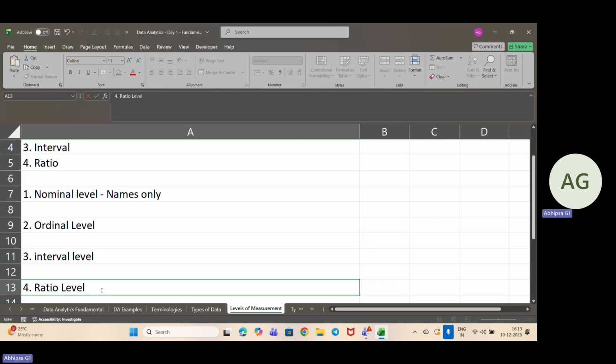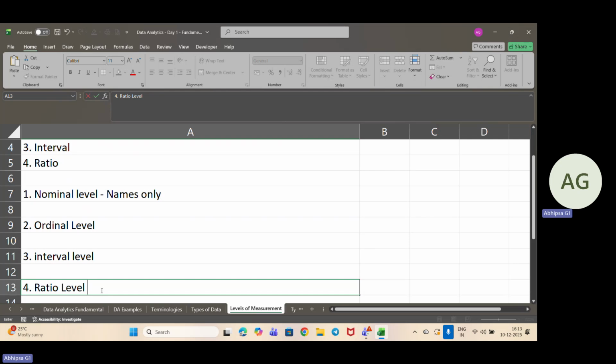So what is the ratio level? It is a number with equal gaps that has a true zero. You can also do the basic calculations, that is addition, subtraction, multiplication, and division, and they are meaningful.